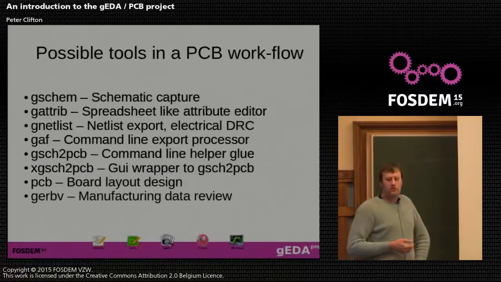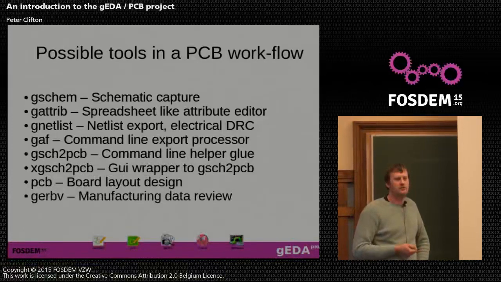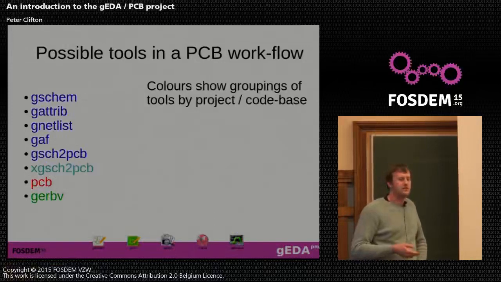So looking at the tools, we've probably got at least four code bases there. GAF, GSCHEM and Friends, is in one repository, the blue tools at the top, and they're all built using autotools in one hit. GSCHEM to PCB sits in its own repository, also hosted on the project website. PCB has its own code base, and GerbV is hosted on SourceForge.